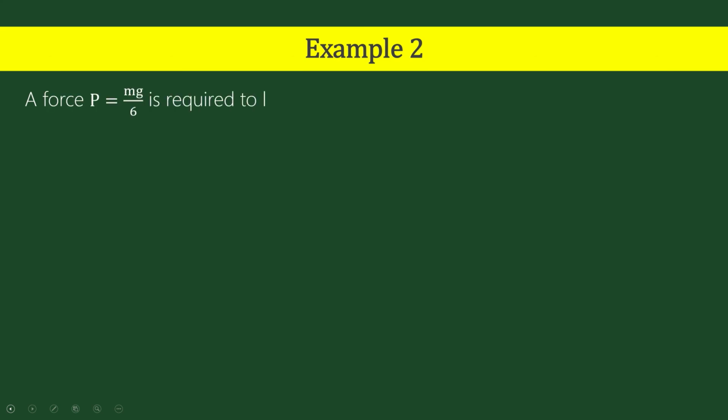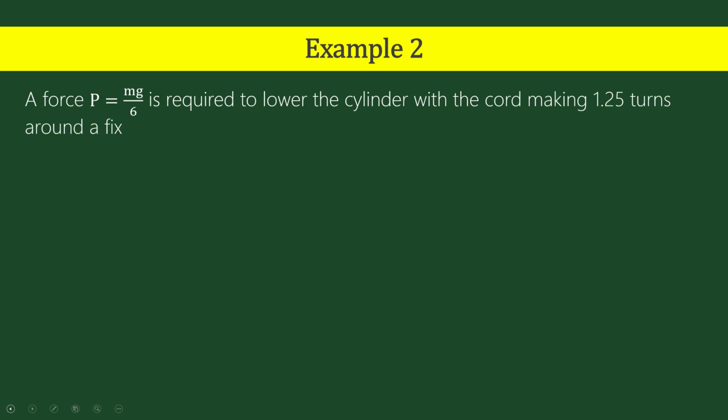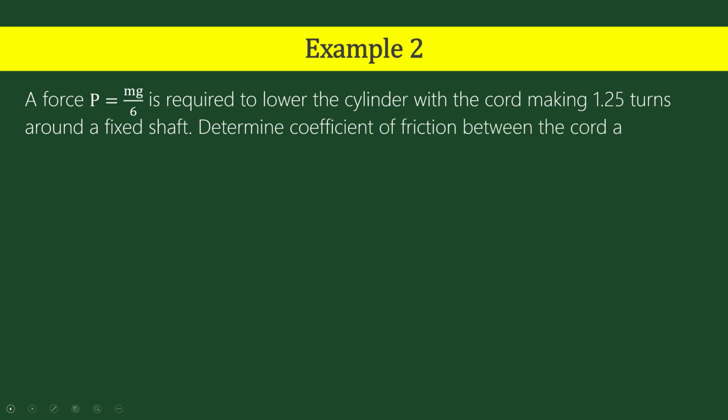So, see this example: a force P is equal to mg upon 6 is required to lower the cylinder with the cord making 1.25 turns around a fixed shaft. Determine the coefficient of friction between the cord and shaft. So, we can see that the question is the same as that of earlier, here also we have to find out mu, and that is why here we also have to use the same concept as that of the last example.